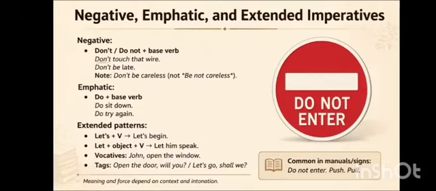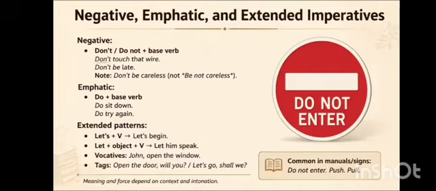We have vocatives. It means naming the person being addressed, either at the beginning or end. For example, John, open the window. And we have tags for adding a short question tag to an imperative to soften it or seek agreement. For example, open the door, will you? Or let's go, shall we?